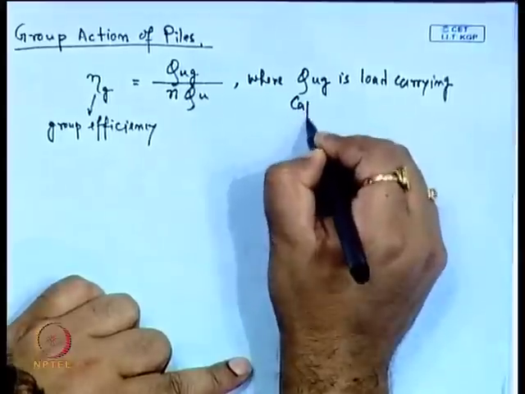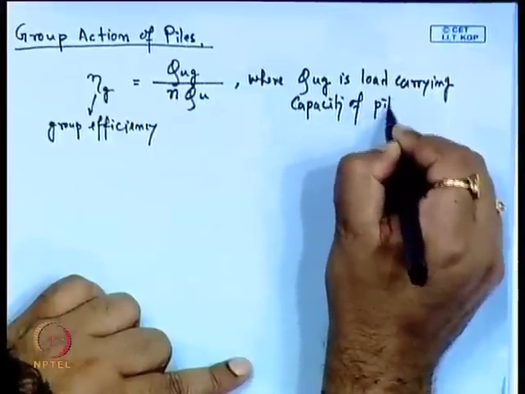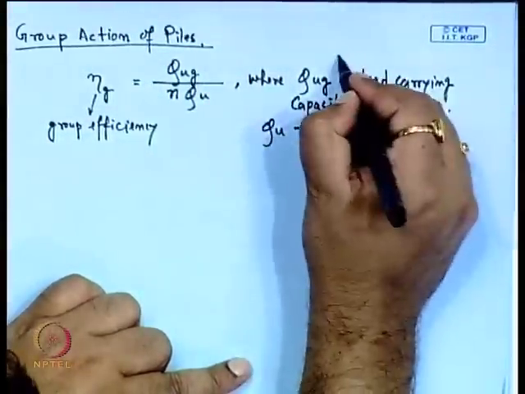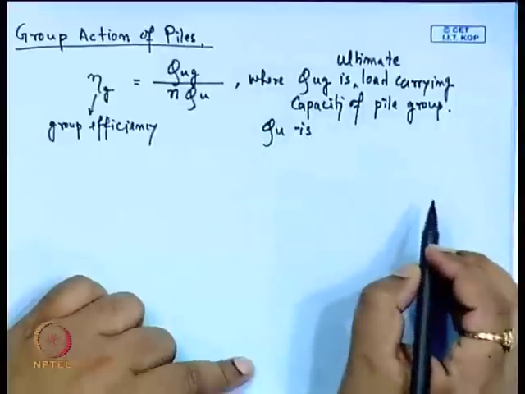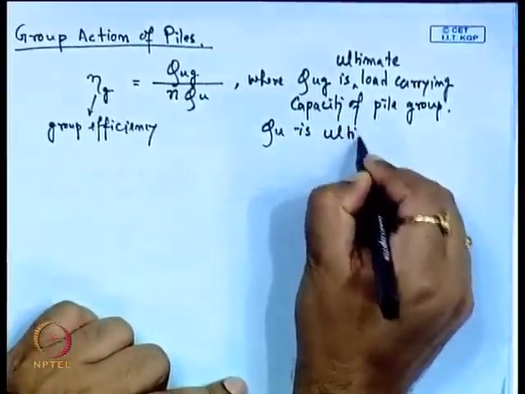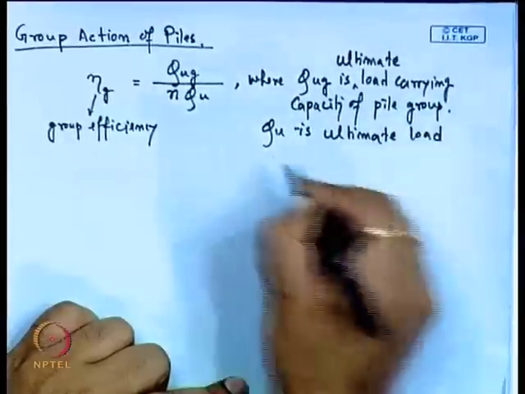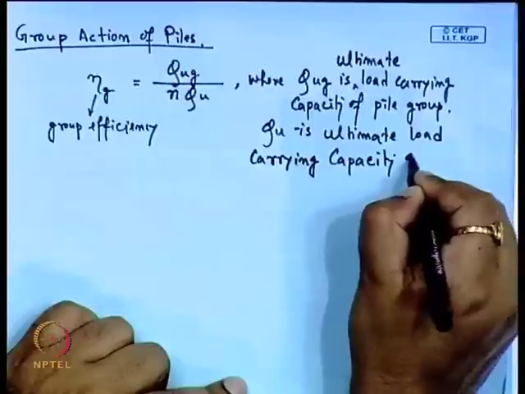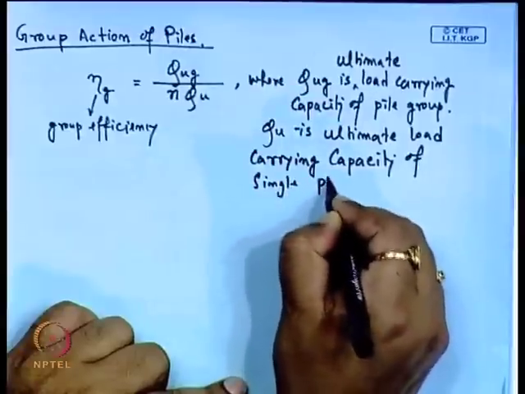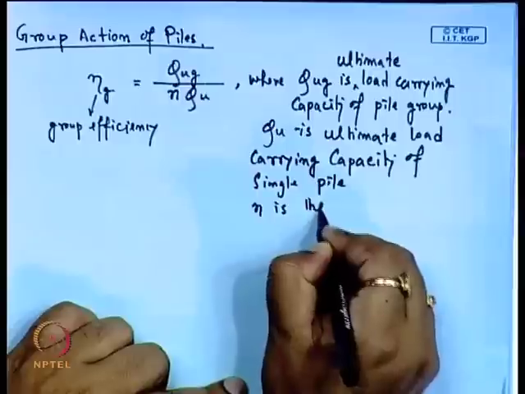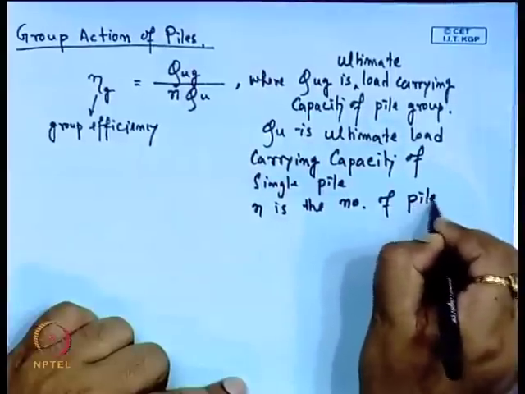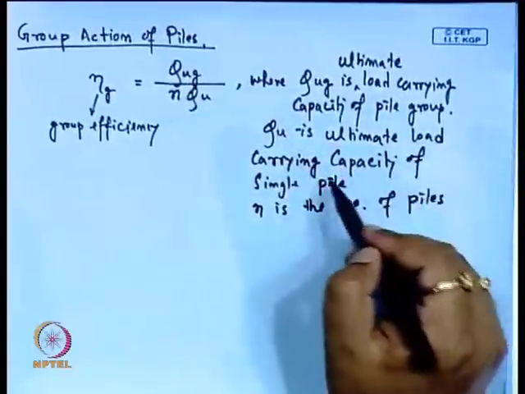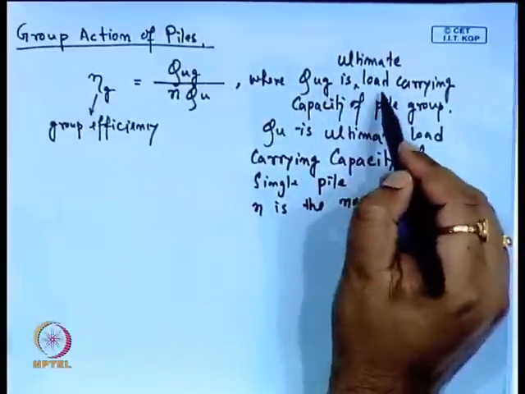the load carrying capacity of the pile group, and Q_U is the ultimate load carrying capacity of a single pile, and N is the number of piles. So that means N is the number of piles in the group, Q_U is the ultimate load carrying capacity of the single pile, and Q_UG is the ultimate load carrying capacity of the pile group.